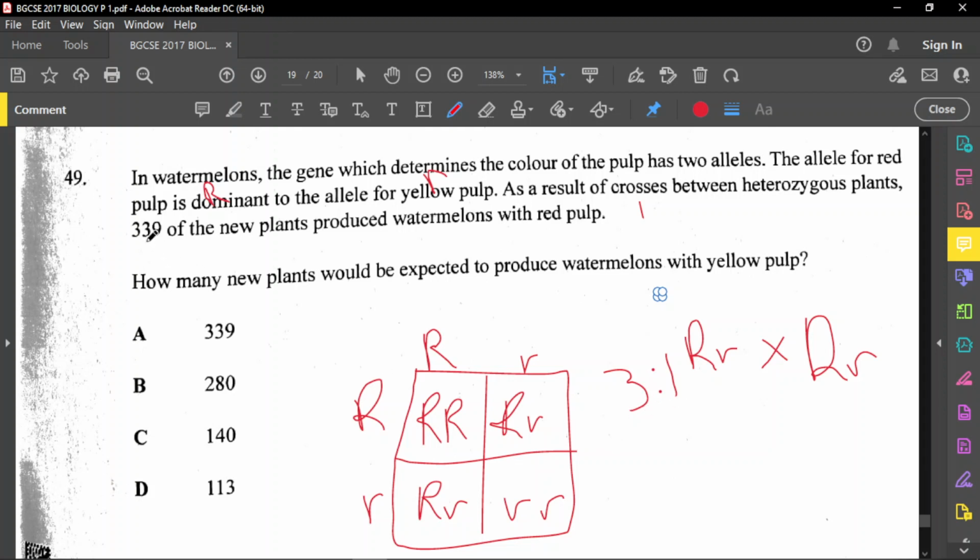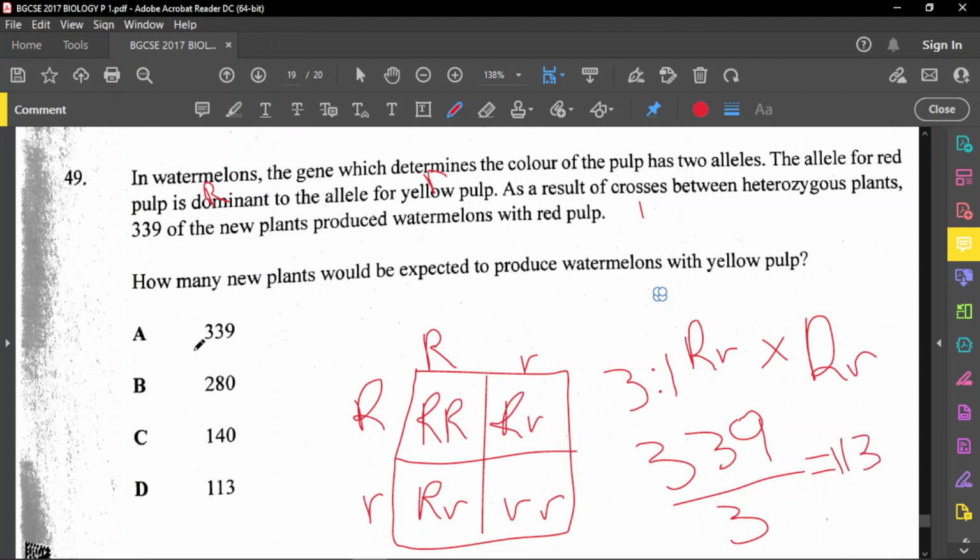So if 339 is red, which means that's 75%, all I need to do now, since that's a 3-to-1 ratio, is to divide 339 by 3, okay, to find out what one part is equal to. And so 339 divided by 3 gives you 113. And let me tell you, without the calculator, you could get the answer. Let me show you.